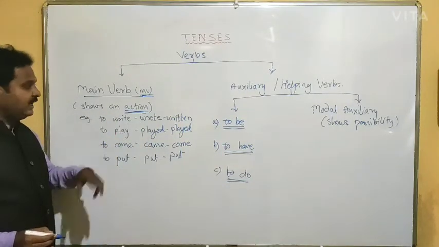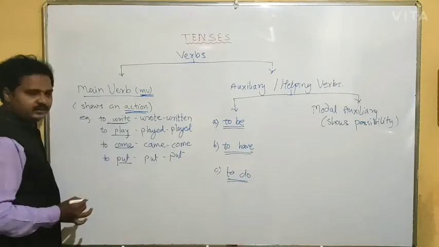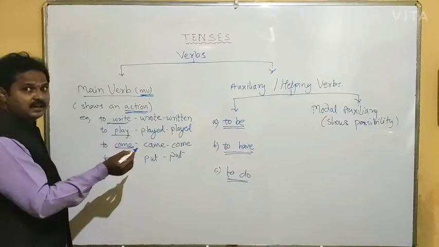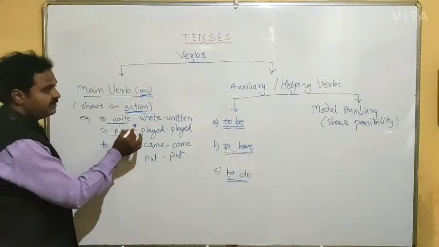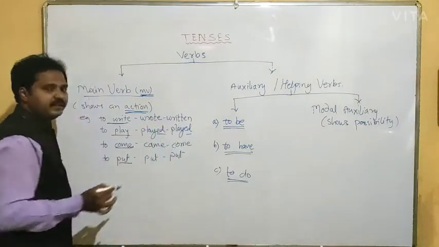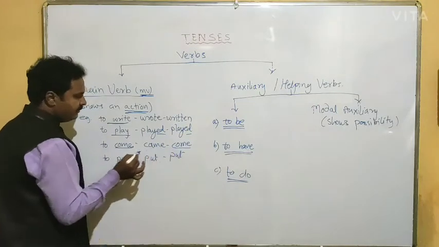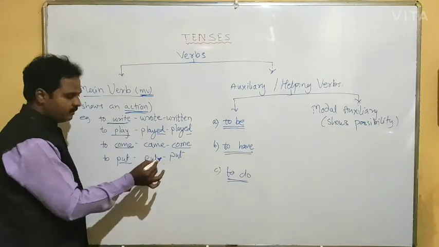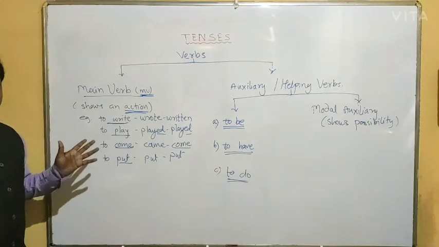Main verb shows an action. For example, to write, to play, to come, to put. These are the actions. These have three forms: write, wrote, written; the spellings have changed here. Then play, played, played; the same form is used here. Next one, come, came, come. The same spellings are used in the first form and third form. And put, put, put; cut, cut, cut; shut, shut, shut. These are the kinds of verbs.